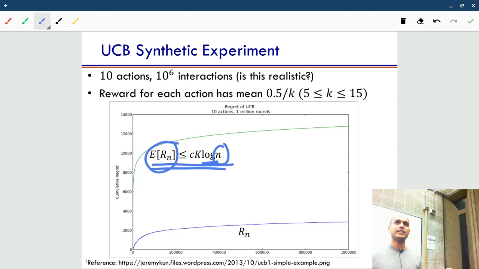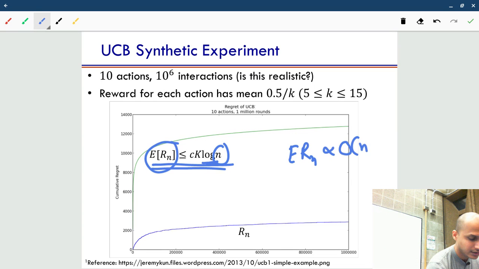So what we prefer are regret strategies with regret which has as sublinear a dependence on n as possible. Something like log n or square root n, or even 1 by n if you can. All those things would be preferable, because as n increases, the cumulative regret hopefully doesn't increase as with the dumb constant strategy. Anything where the expected regret is proportional to order n is bad.